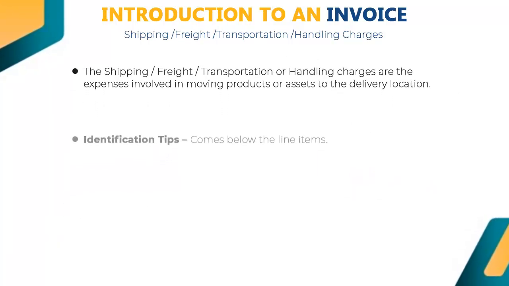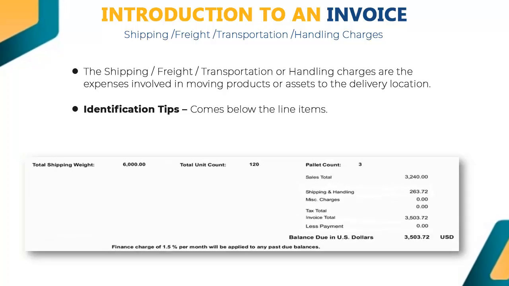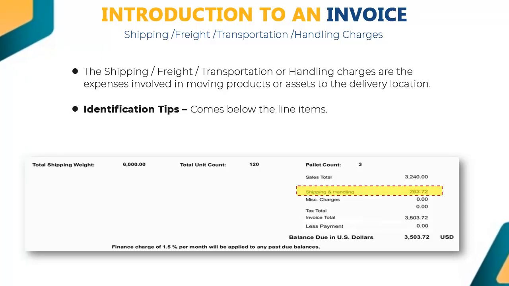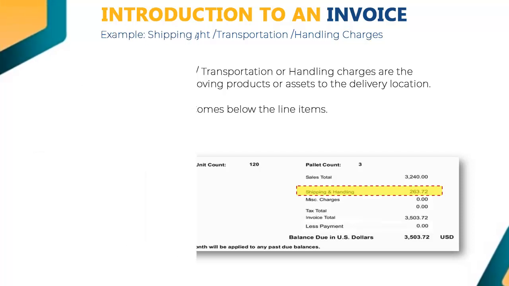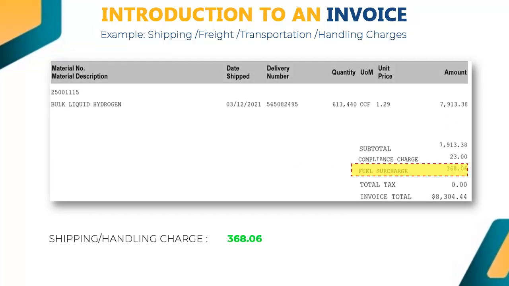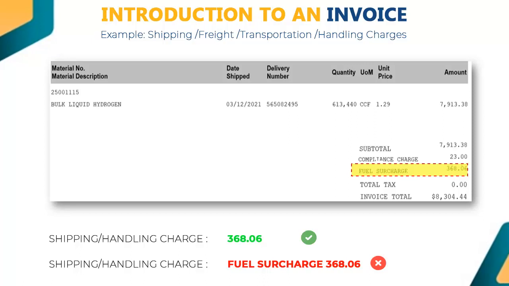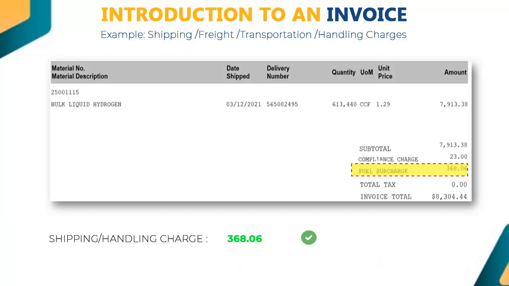The shipping, freight, transportation or handling charges are the expenses involved in moving products or assets to the delivery location. Fuel surcharge is also a shipping charge. Identification tips: it comes below the line items. Key only the amount in numeric value. 368.06. This is a fuel surcharge for this example. Do not key the words fuel surcharge, freight, handling, shipping charges. If the words shipping or handling or fuel etc. are already populated, then remove these words.